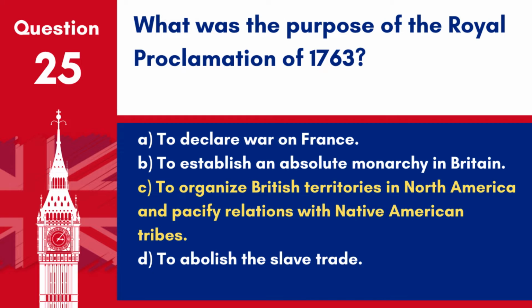Answer: C. To organize British territories in North America and pacify relations with Native American tribes. The Royal Proclamation of 1763 was issued to stabilize the regions of North America that were newly acquired from France and to manage relations with Native American peoples.